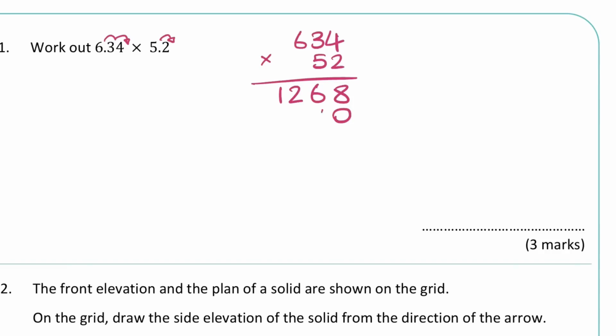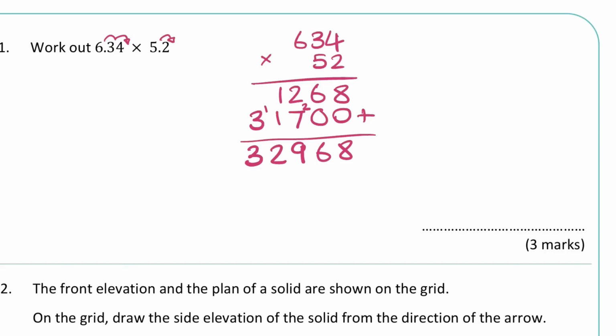So 5 times 4 is 20, carry the 2 there. 5 times 3 is 15, add the 2 is 17. And 5 times 6 is 30, plus the 1 is 31. Right, we need to add all of these together. Again, when you're doing multiplication like this, just take your time. Make sure you don't scribble in the numbers that you're carrying and write them incorrectly. Just write it all nice and clear. So 8 plus 0, 8, 6 plus 0, 6, 2 plus 7 is 9, 1 plus 1 is 2, and then 3 at the end.